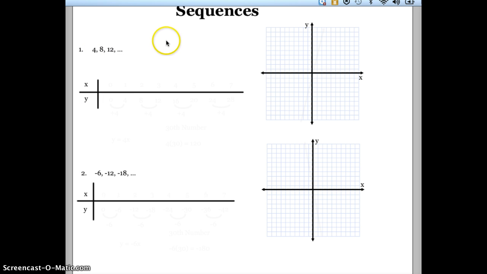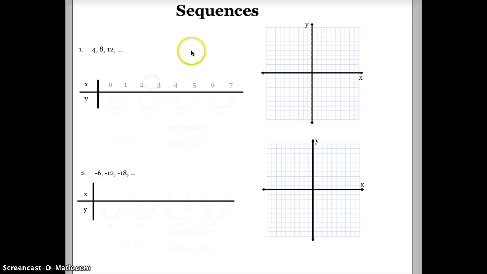So when I make a table for this problem, the first thing I'm going to do is give my x values. And I know the first number of the sequence is 4, so under 1, I'm going to put the number 4 down. The second number of the sequence is 8, so under 2, I'll put the number 8 down. The third number of the sequence is 12, so under 3, because it's the third number, I'll put the number 12 down. I'm going to continue this pattern until I get all the way up to 7. So the fourth number should just be 16, then 20, then 24, and then 28.